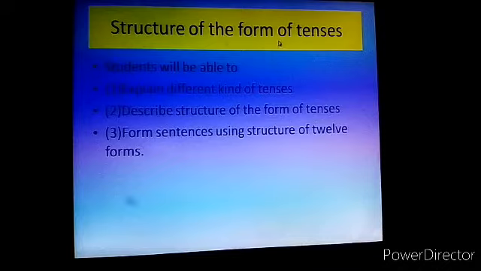A structure of the form of tenses. After this lesson, students will be able to explain different kinds of tenses, describe a structure of the form of tenses, and form sentences using a structure of 12 forms.